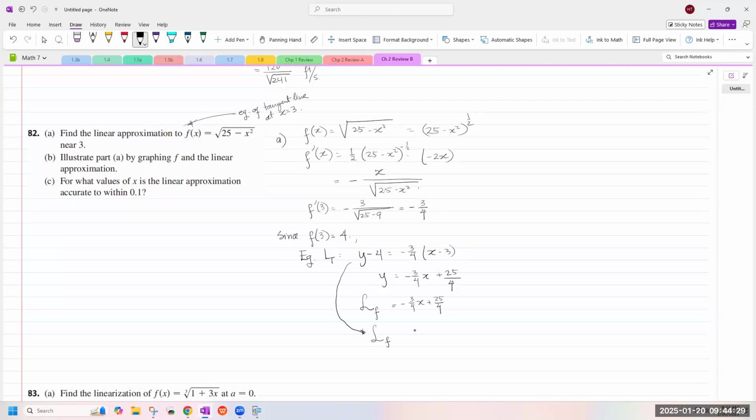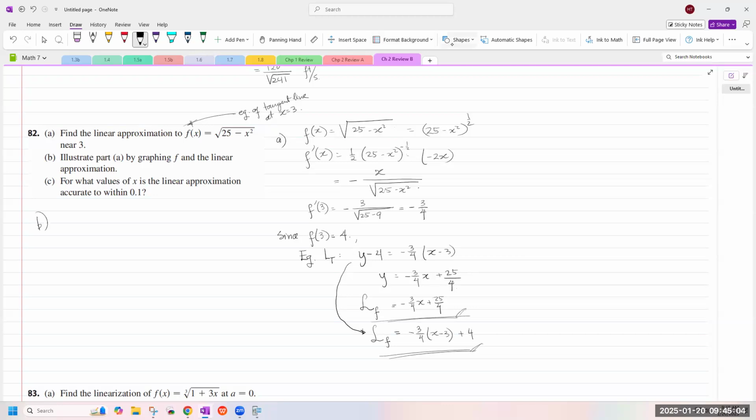Linear approximation of that curve near 3 will be negative 3/4 of x minus 3 plus 4. You can just leave it like that, because we want that to be near 4, near x equals 3, right? Okay, illustrate part A by graphing f and the linear approximation.